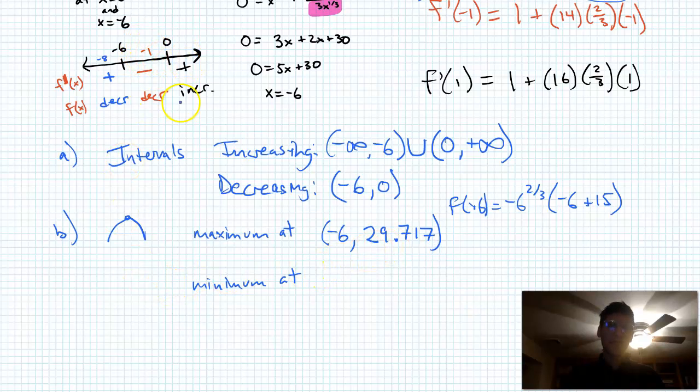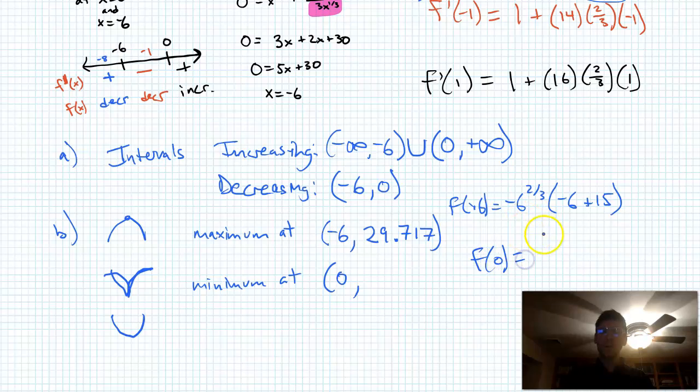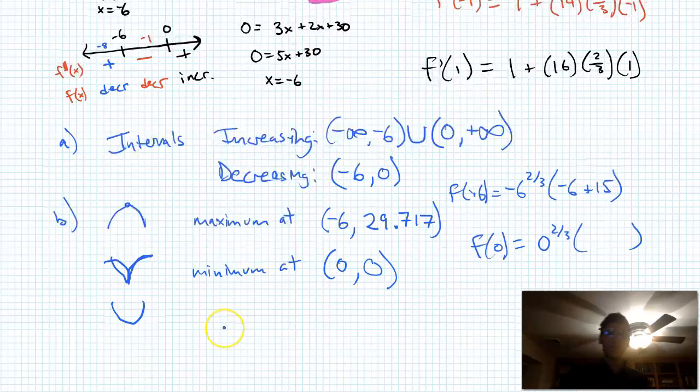And then at 0 it goes from decreasing to increasing. It's actually a cusp like this. But any way you go, decreasing to increasing, it's a minimum, right? However you want to draw it, whether it's a cusp or a smooth curve. So at 0, when we plug in 0, f of 0, into my original function, 0 to the 2/3 times a quantity, it's just going to be 0, and it indeed has a minimum at the origin.